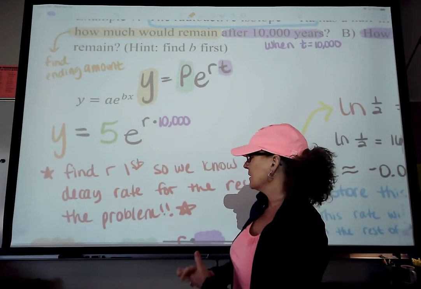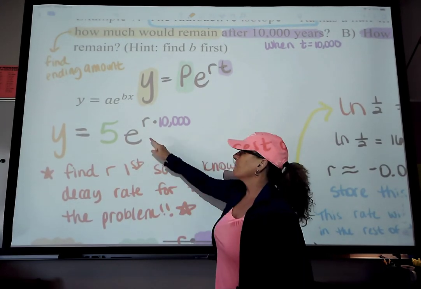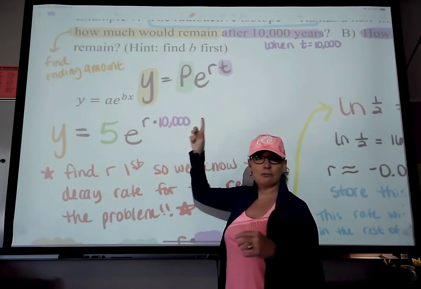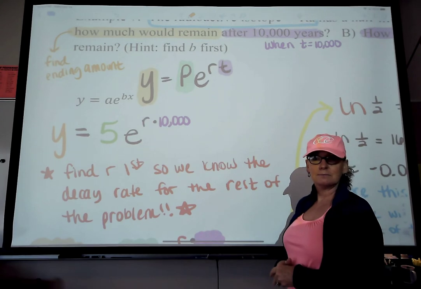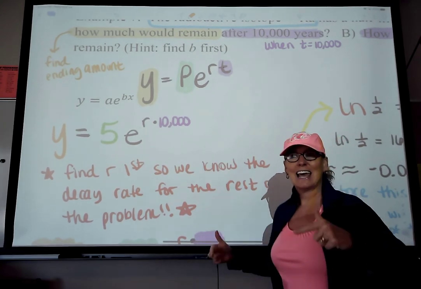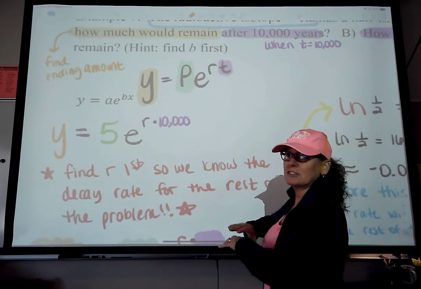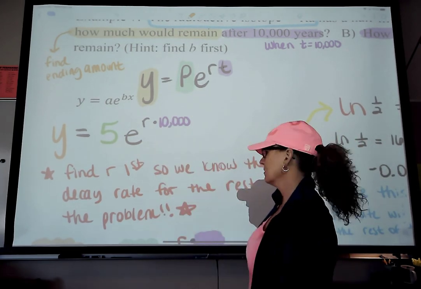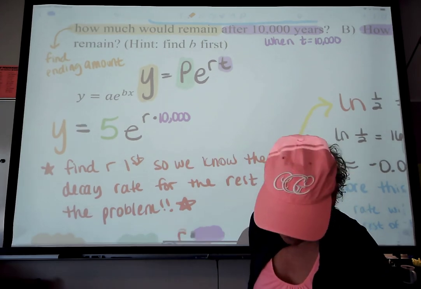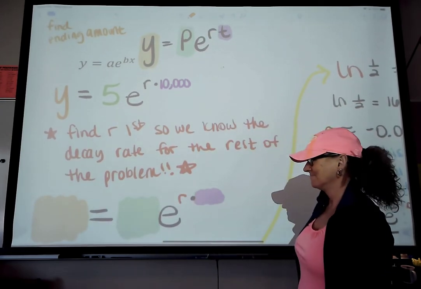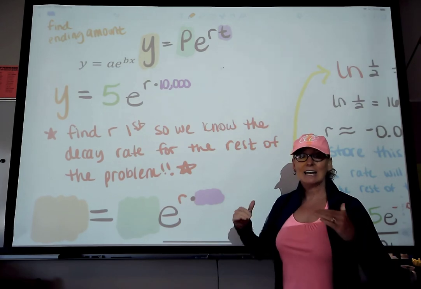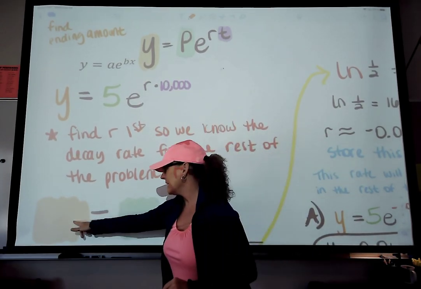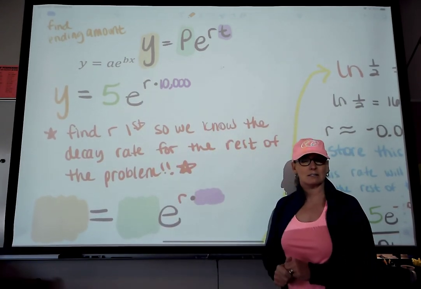Here's what we're going to do. Here's going to be our plan. We're going to find R first. We're going to find the rate of decay for Ray. What's Ray's decay rate? And that's going to hold true for this whole entire problem. Let's find R. So if I'm going to find R, I need numbers to plug in for a starting amount, an ending amount, and a time that passes.